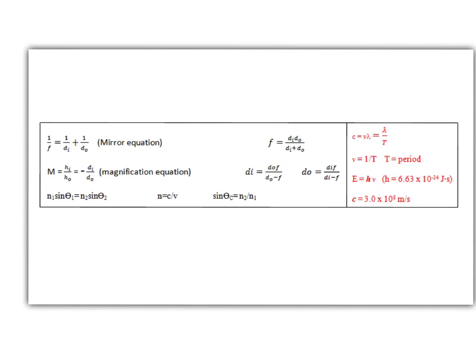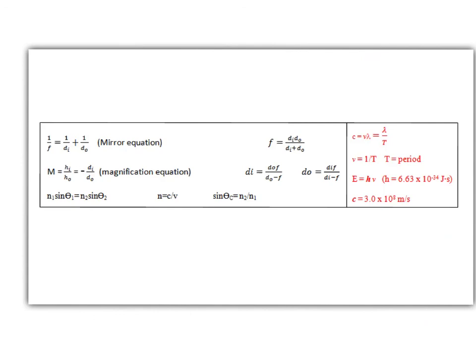This is the format of the equations that are printed on the test. Notice that on the right-hand side in red are the equations dealing with the electromagnetic spectrum and light itself. The constants, such as Planck's constant and the speed of light, are given. On the left we have the mirror equation and some of its derivations to the right of that, and also the magnification equation. These equations work for lenses identically to the way that they work for mirrors.